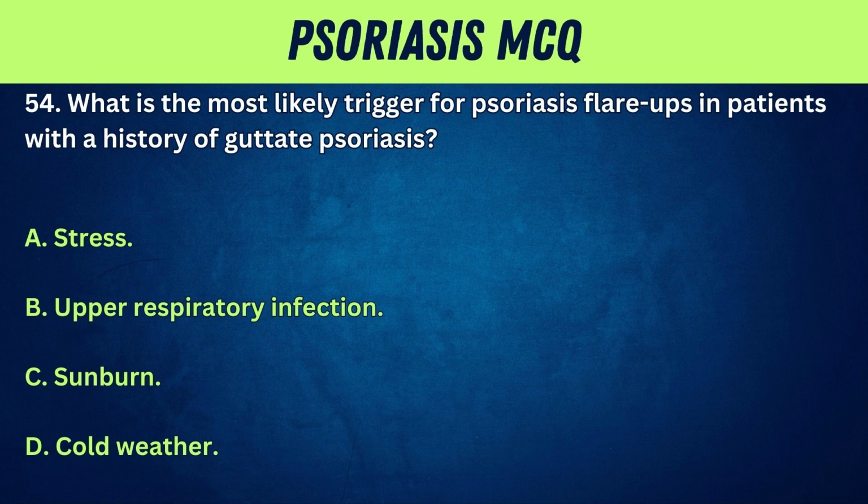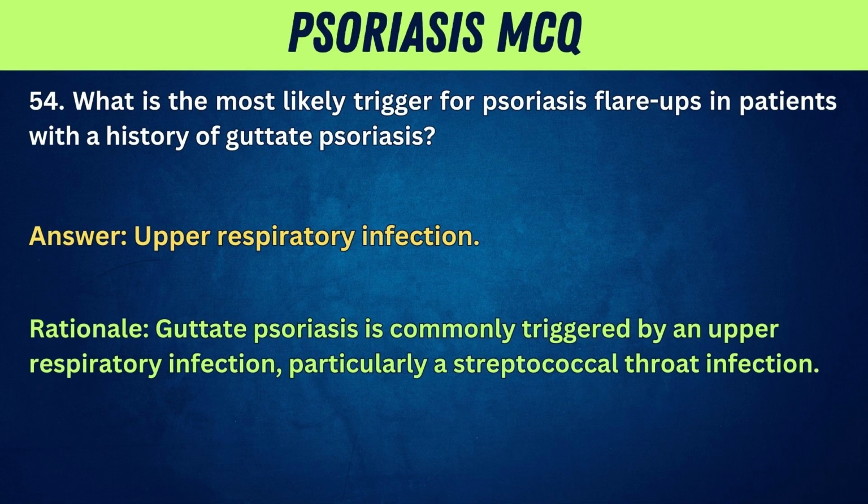54. What is the most likely trigger for psoriasis flare-ups in patients with a history of guttate psoriasis? A. Stress. B. Upper respiratory infection. C. Sunburn. D. Cold weather. Answer: upper respiratory infection. Rationale: guttate psoriasis is commonly triggered by an upper respiratory infection, particularly a streptococcal throat infection.